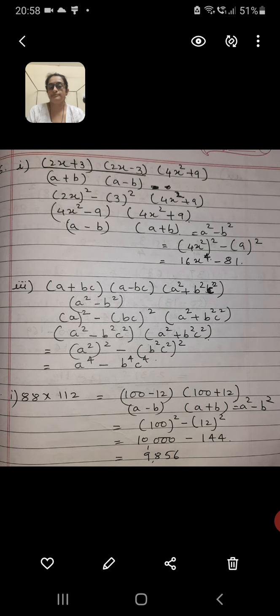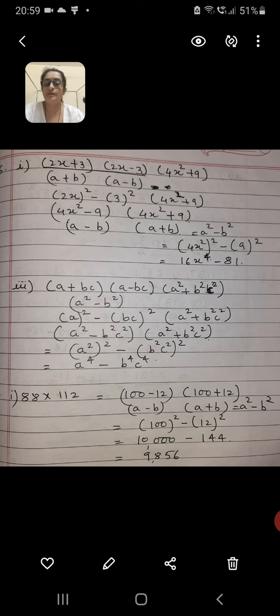Next, now 2x plus 3, 2x minus 3 into 4x square plus 9. So there are 3 different brackets. We'll solve the first two using a plus b, a minus b. So 2x plus 3, 2x minus 3, we are going to use a plus b, a minus b. The last bracket, let it be like that. We'll solve it in the next step. So 2x is a and 3 is b. So 2x square is 4x square minus 9, and the second bracket as it is, 4x square plus 9.